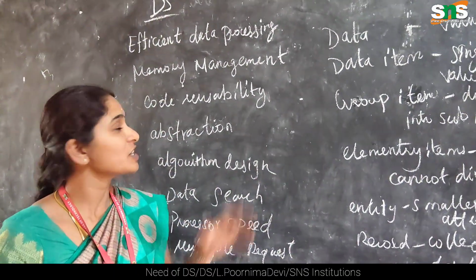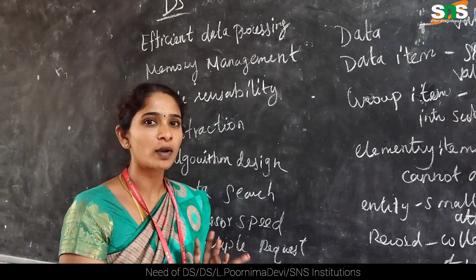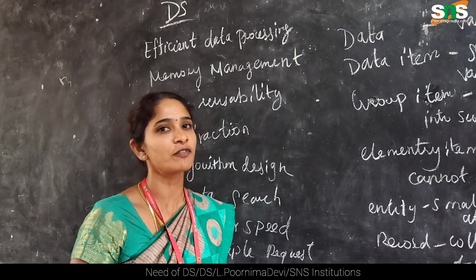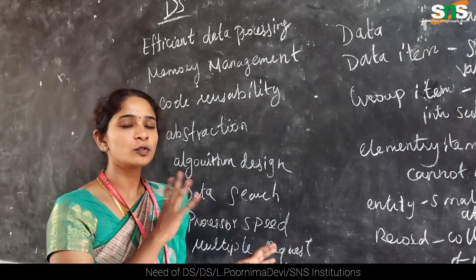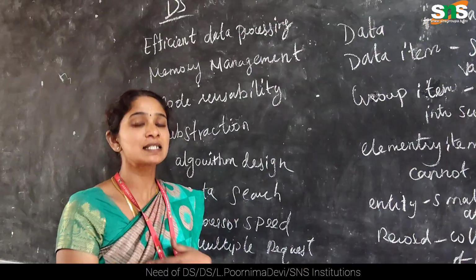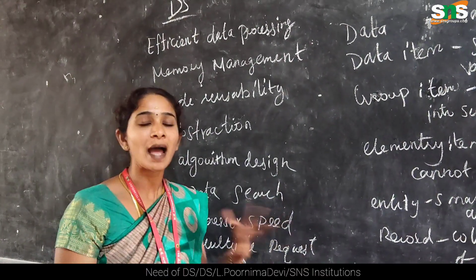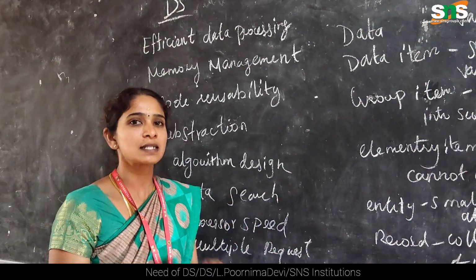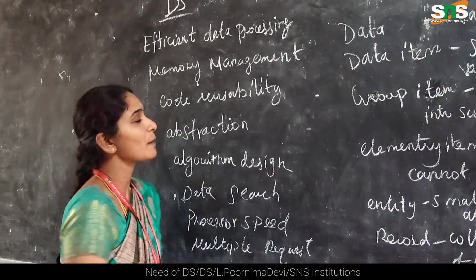So the first one is efficient data processing. We have to store the data in an organized manner, so fetching particular data from the computer is very efficient. That's why we say efficient data processing. Searching for particular data is something we access most frequently, and we do not need to spend most of our time searching for that particular data. So that is efficient data processing.